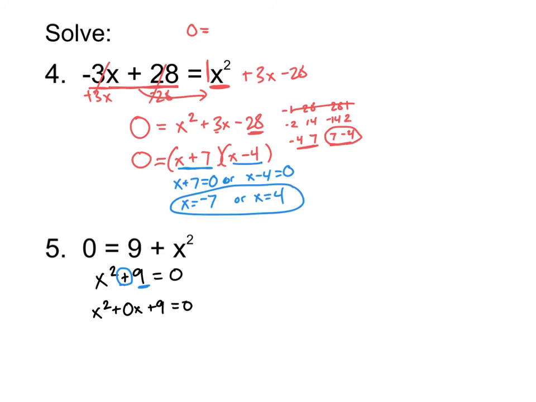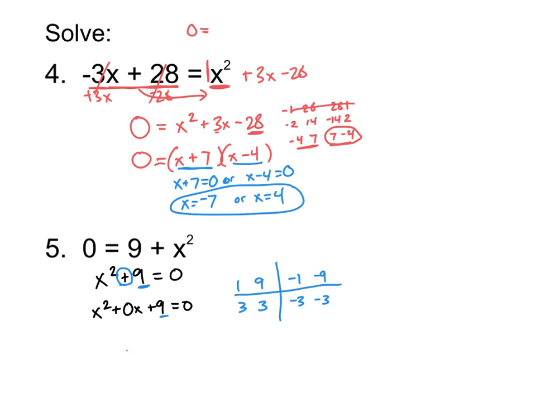Well, let's factor 9. I could do 1 and 9. I could do 3 and 3. I could do negative 1 and negative 9, or negative 3 and negative 3. Those are my 4 options, really. Well, notice none of them will add up to 0. So if they can't add up to 0, I cannot factor it.